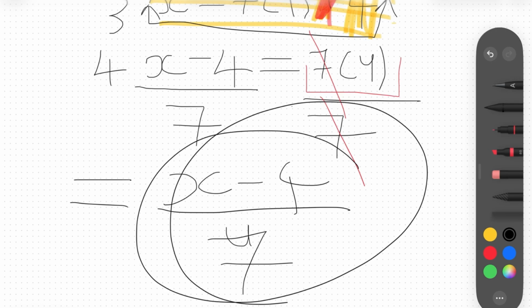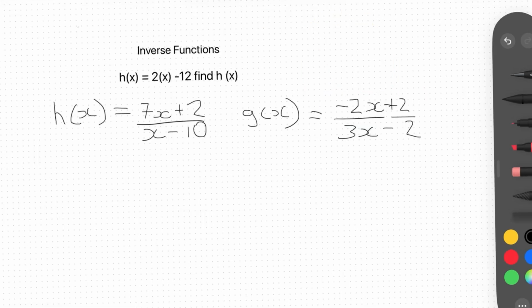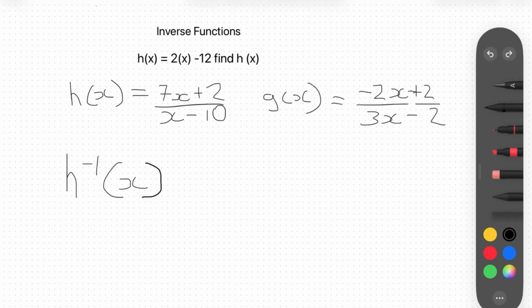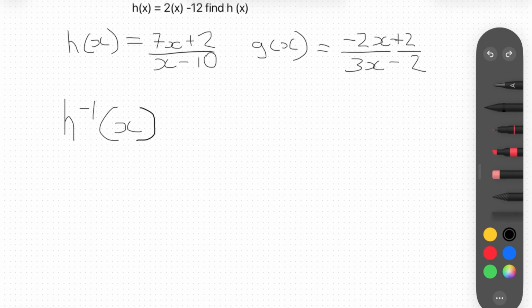Is it complicated? Let's do a next one. Now, there are multiple types of inverse functions. There are also fractions. Now, before you say, I quit, think about it for a second because it's just as easy. Here's the first question. So, if h(x) equals 7x plus 2 over x minus 10, what is h inverse x? It's the same steps as if you were finding a normal inverse.